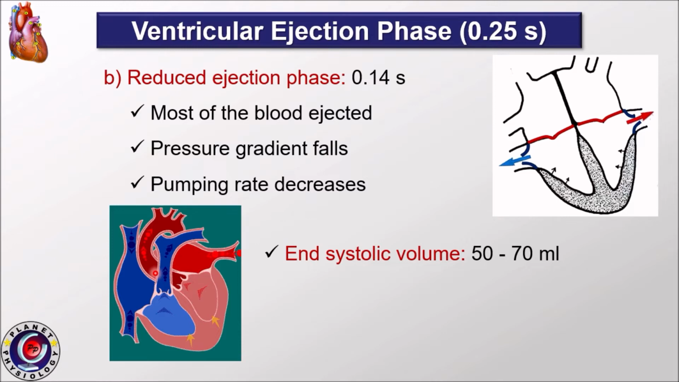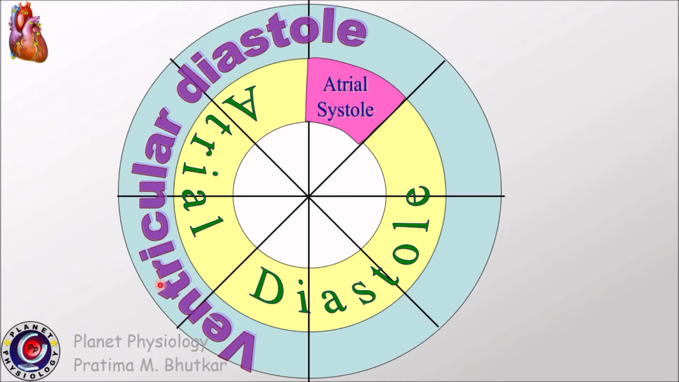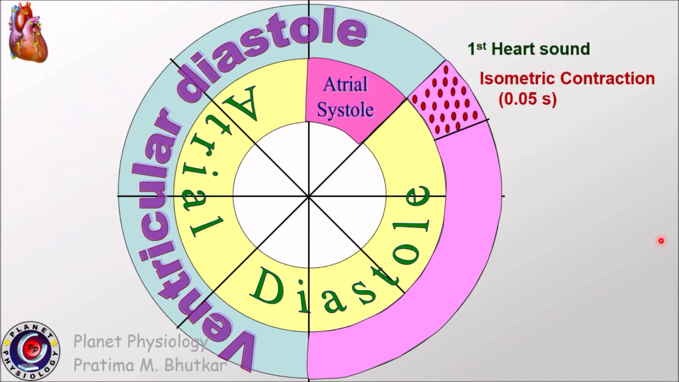ventricular systole. So let us quickly revise this ventricular event with the help of the diagram. Ventricular systole begins after the atrial systole is over and it lasts for 0.3 seconds. It begins with the isometric contraction phase, which lasts for 0.05 seconds, and during this phase the AV valves close and there is generation of the first heart sound. There is a rapid rise in the ventricular pressure.